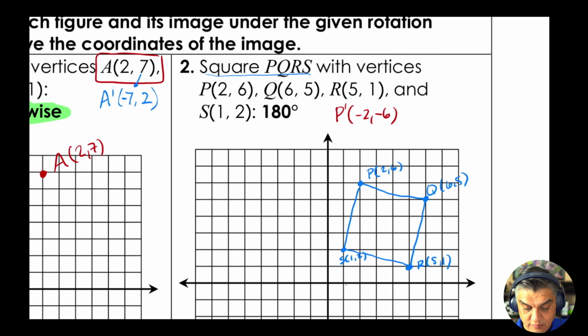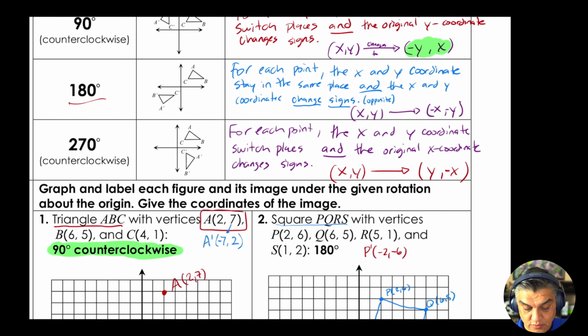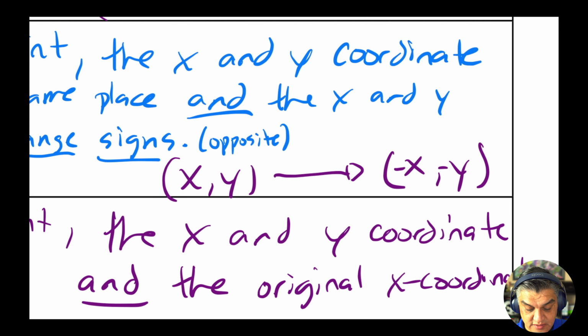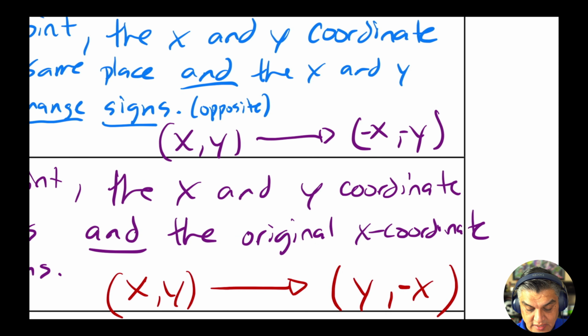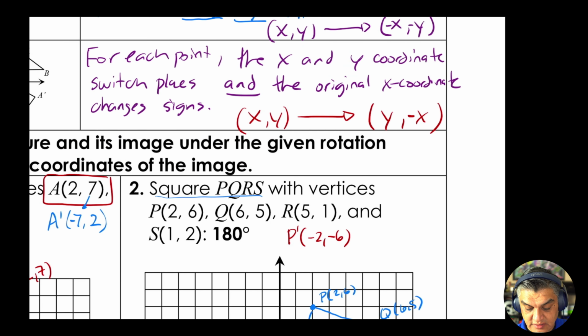So that's all we do. We just get the points and we look at the rule. And the rule says if we're going 180, just keep the X and Y in the same spot, but just make them opposite.